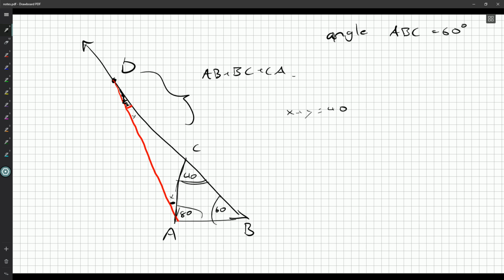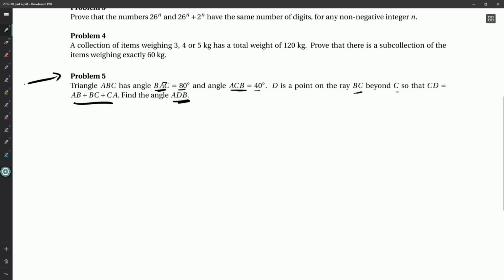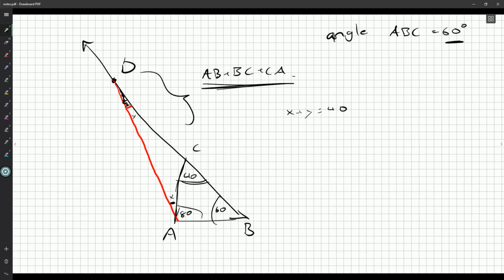so we need to start using the facts that they gave us. Now, they didn't give us that it's 60, but we quickly worked that out. But I'm more interested in this, the fact that CD is the perimeter. And it was CD, not BD, right? Yeah, CD is the perimeter.